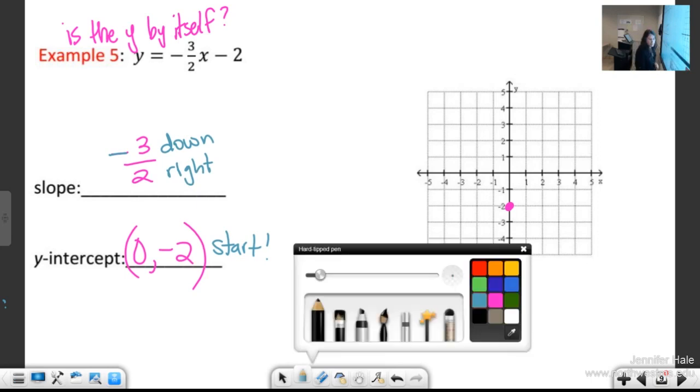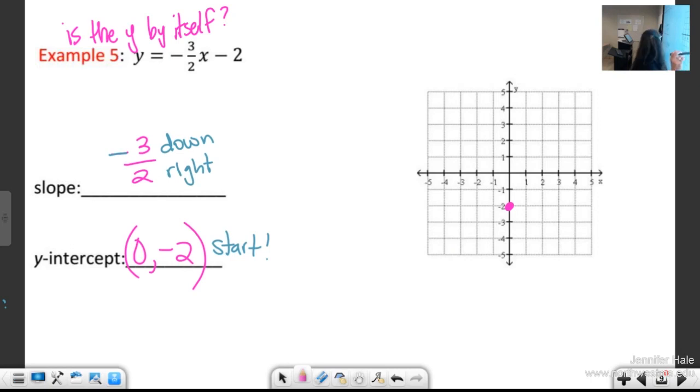So go put your pencil back on that 0, negative 2. Okay. And then from this, you're going to go down 3 and over 2 to make your next dot. And then join them up. But you're always going to the right. You're just going to go up or down the top number depending on the sign. All right, so any questions on 4 or 5 or how to graph? Okay. All right, let's look at the next two.